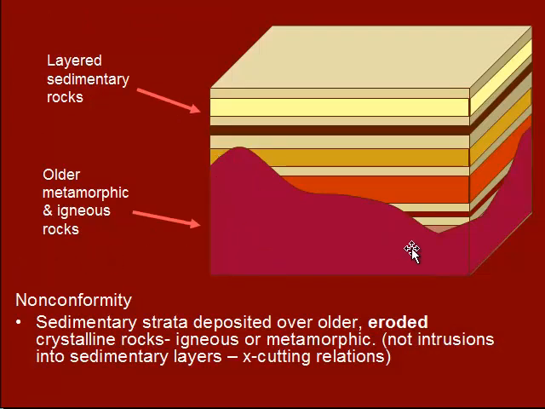So we've got an older igneous or metamorphic rock on the bottom that formed at some point, eroded away at the surface, so you get this kind of wavy, uneven surface. And then we have layered sedimentary rocks that are deposited on top of that over time. So there was a significant period of time, a break between when these metamorphic rocks formed and when these younger sedimentary rocks formed.